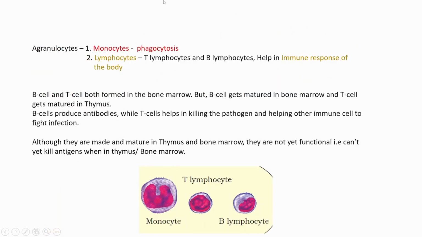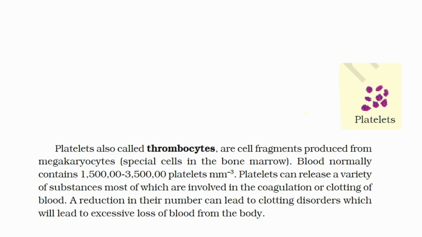Next, as agranulocytes, as I have mentioned, monocytes help in phagocytosis. And then there are two types of lymphocytes, which are T lymphocytes and B lymphocytes, which help in immune response of the body. Now, B lymphocytes and T lymphocytes are both formed in bone marrow, but they mature in different places. T lymphocytes, as you can see from the name, are thymus dependent lymphocytes, and they mature in thymus. And B lymphocytes, they mature in bone marrow itself.